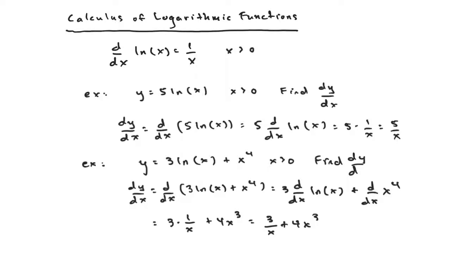Okay, so we also have some other rules that we've talked about, and those are the product rule, quotient rule, and the chain rule. So let's look at an example of including this rule in the product rule. Let's say that we have, for example, y is equal to x to the 5th times the natural log of x. Again, this is for x greater than 0, but I'm not going to write it down every time. And we want to find dy dx.